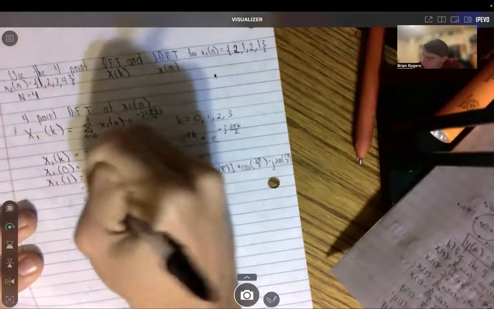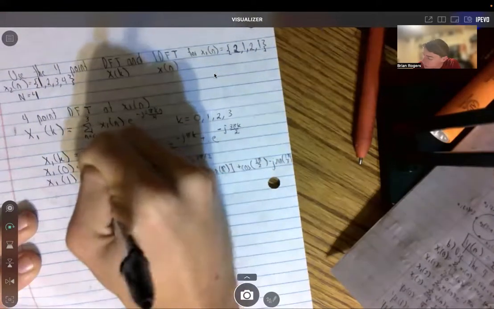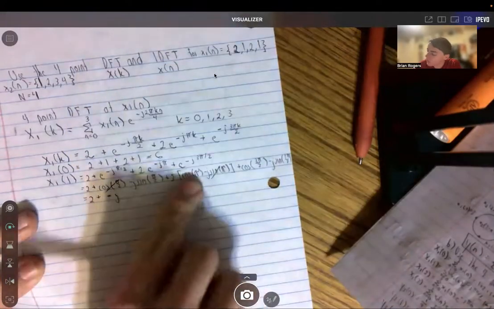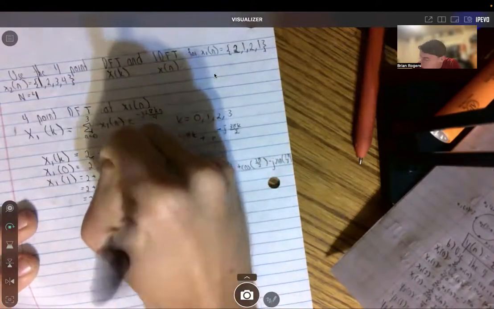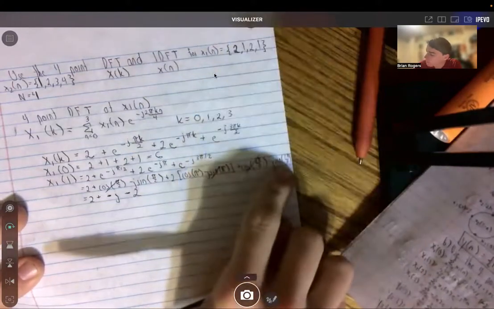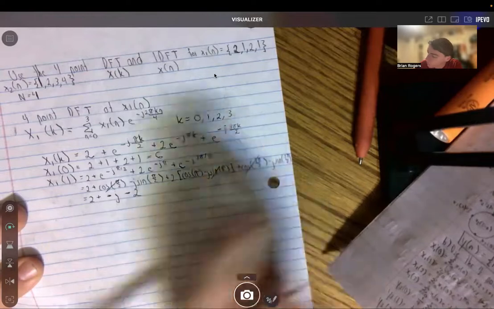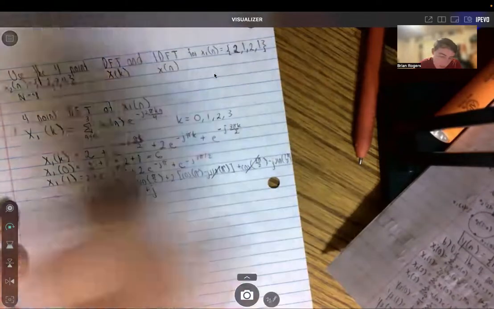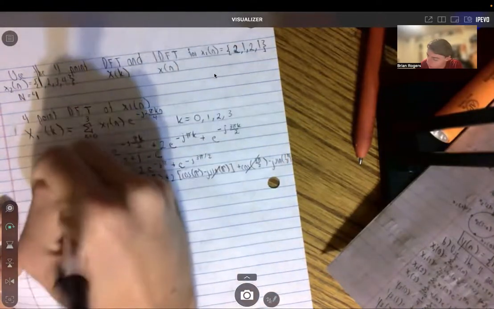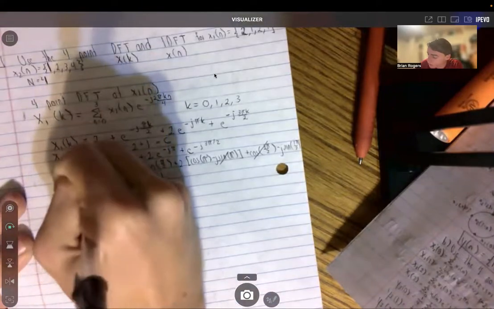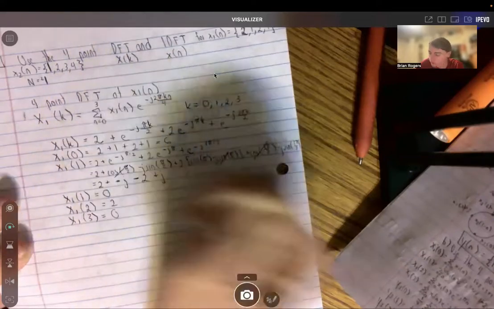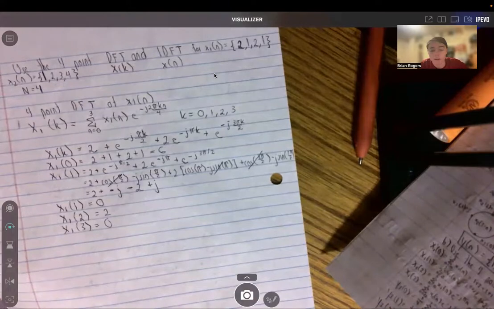Okay, now that we got that, this is going to be 2 plus, this goes to 0, so it's just going to be minus j. And then here this goes to 0, sine of pi is 0, 2 times negative 1, so it's going to be minus 2. And then here cosine of 3 pi over 2 is 0, but the sine would give us negative 1, so it's actually plus j. And so what we're going to get is 0 for our x1 of 1. And then when you plug in k equals 2, you're going to get 2. When you plug in k equals 3, you're going to get 0.